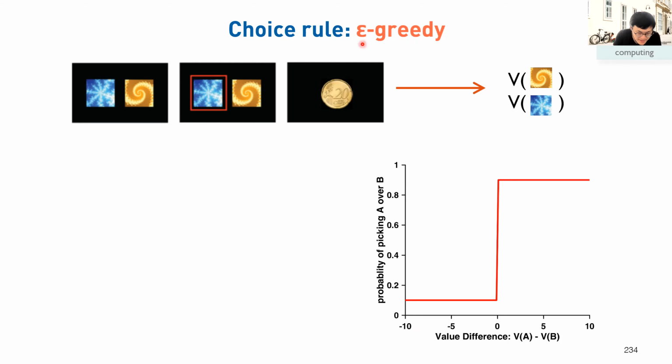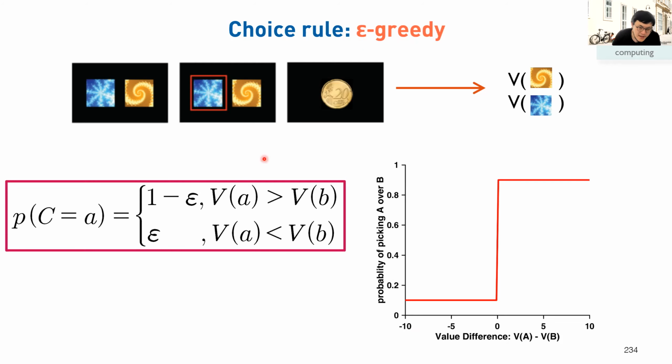Epsilon here basically means a kind of noise. So when the value of A is larger than the value of B, I choose A most of the time, but I have a small noise probability to choose the other one. So epsilon basically determines the randomness, how often you switch to the other one, that you choose not according to your current valuation.